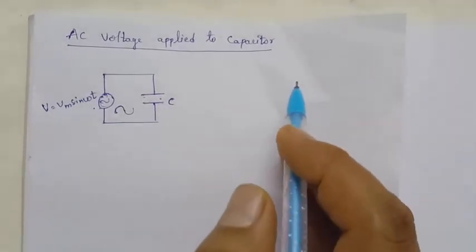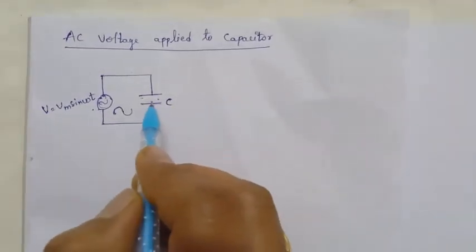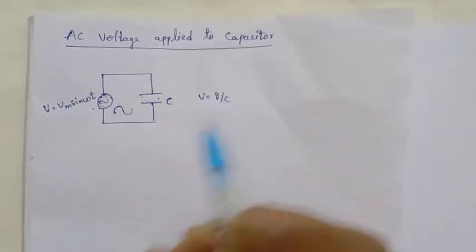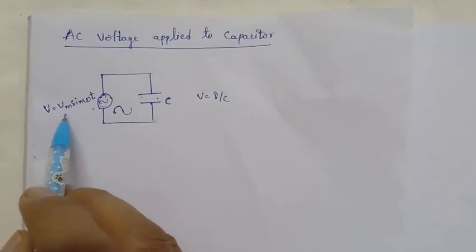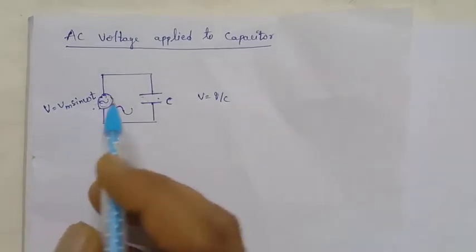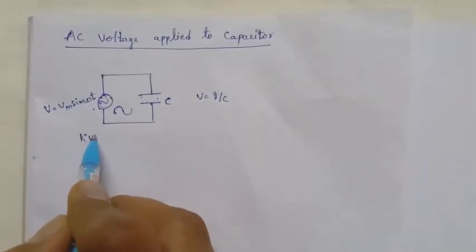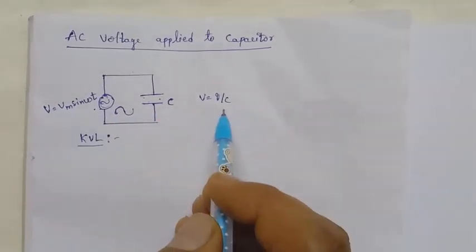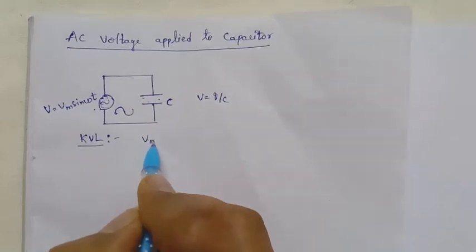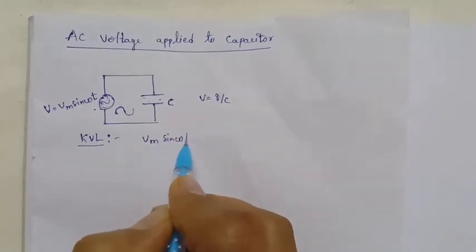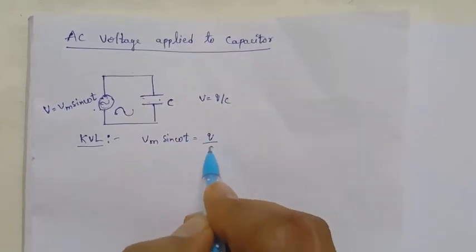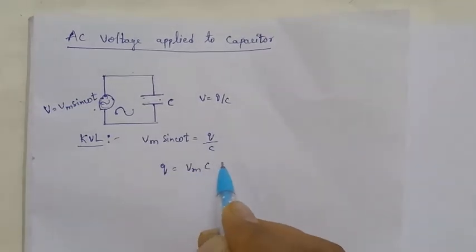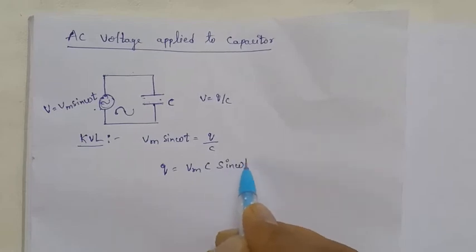So the instantaneous voltage across the capacitor is V = Q by C. And the voltage across the source is Vm sin omega t. So from KVL, the voltage across the source is equal to the voltage across the capacitor. That means Vm sin omega t = Q by C. Then Q = Vm C sin omega t.